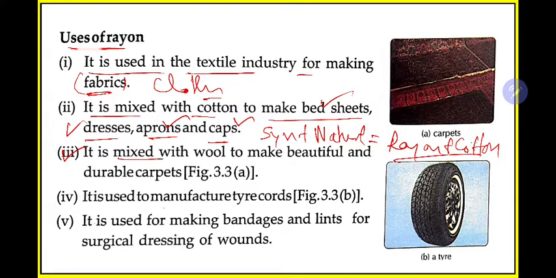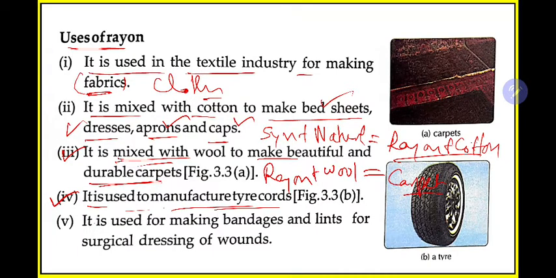Then the third use is, it is mixed with wool to make beautiful durable carpets. So we know in our home there are different types of carpets. Some are used for making our floor look beautiful, some are used for cleaning our feet, okay? So there are carpets for different purposes. Durable means that if carpets are made using these fibers, they will last for a long time. So for making durable carpets, this type of rayon fiber is used in combination with wool. That means in this case, they are adding rayon plus wool to get carpet, okay?